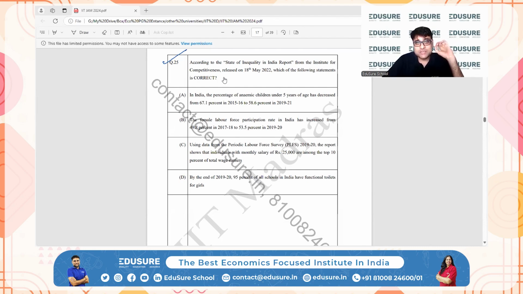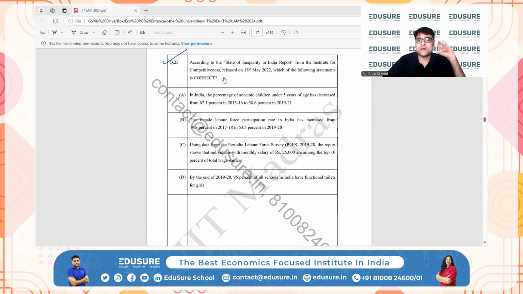In India, the percentage of anemic children under 5 years of age has decreased from 67.1% in 2015-16 to 58.6% in 2019-21. This is incorrect. Okay. According to the National Family Health Survey, the prevalence of anemia among children under 5 has in fact increased. Okay, it rose from 58.6 in 2015-16 to 67.1 in 2019-21.